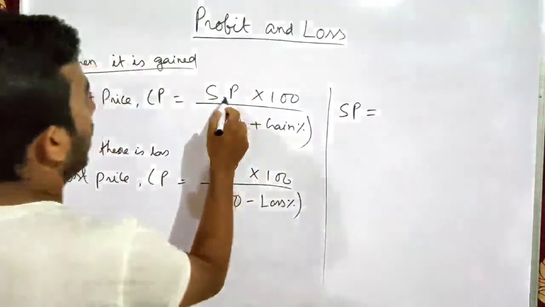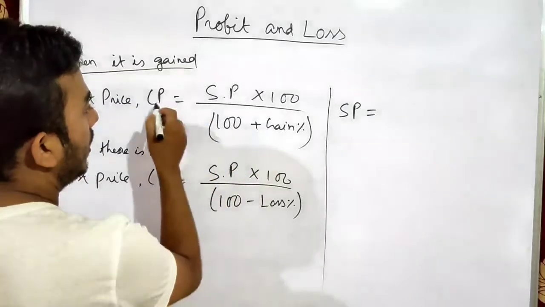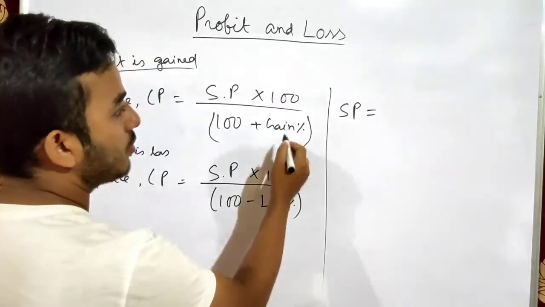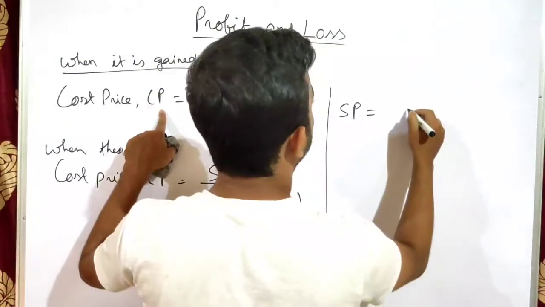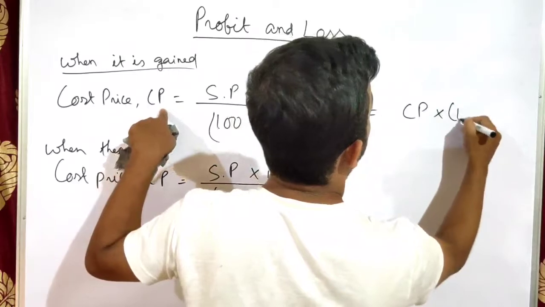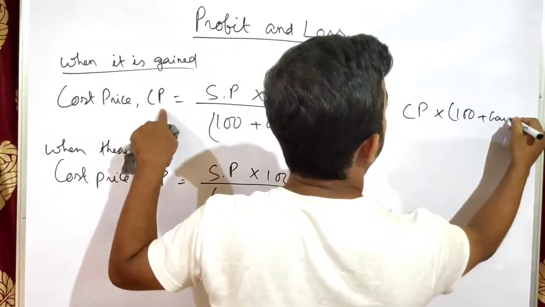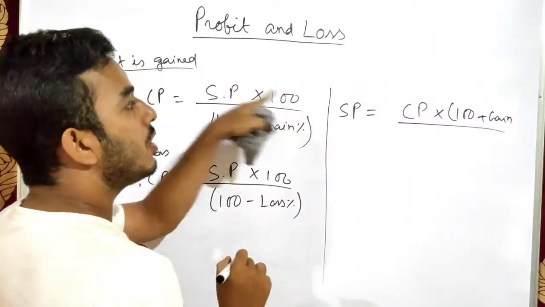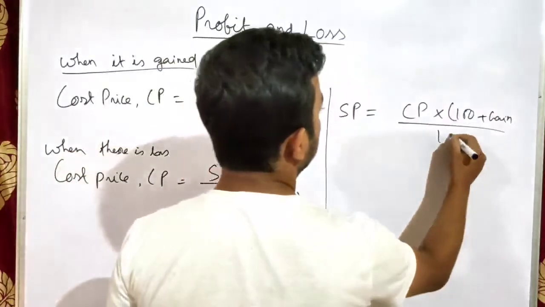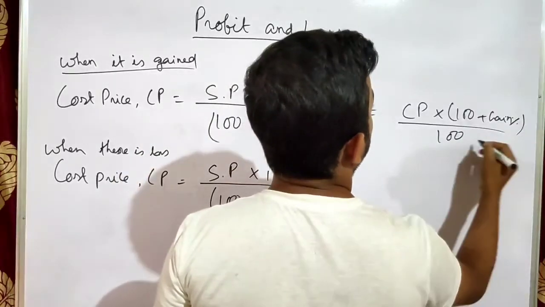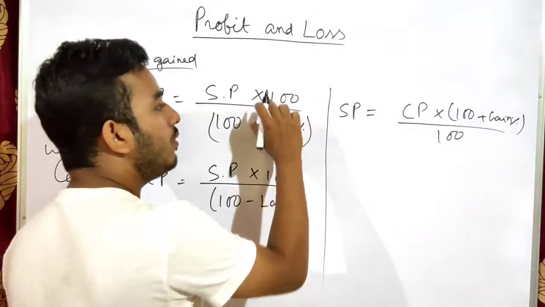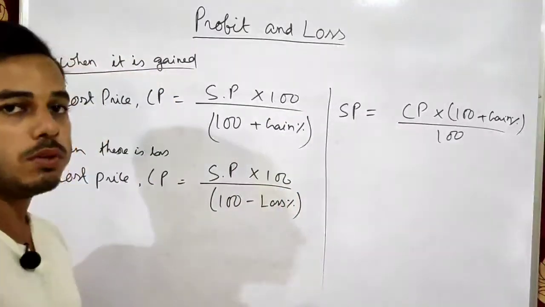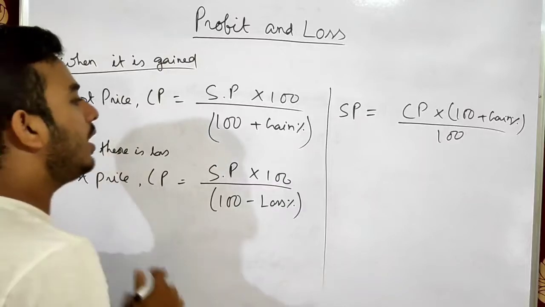Look, on that side we have CP, and this 100 plus gain is divided. So when you change the side, it will be multiplied with CP. So it will be CP into 100 plus gain. And this 100 is multiplied with SP, so when you change the side, it will be divided. So finish. If you know this formula, you can easily find it, or you can derive it also.